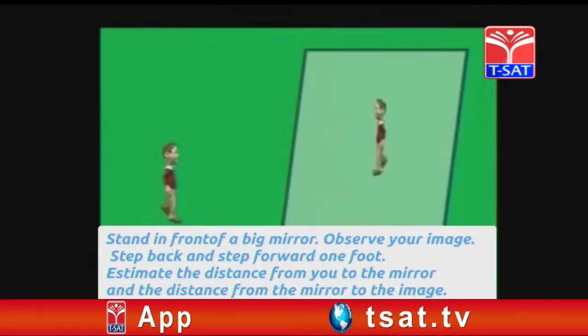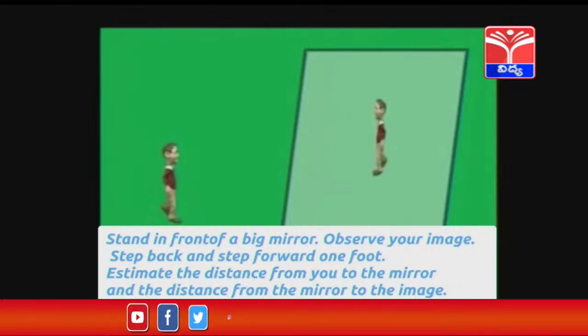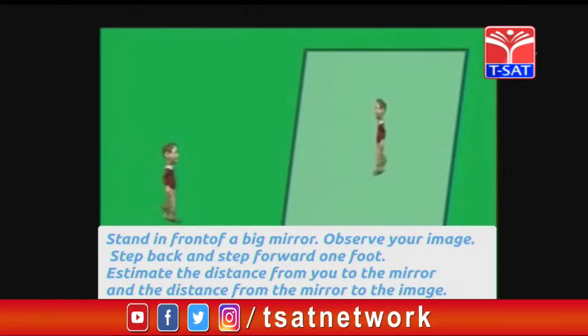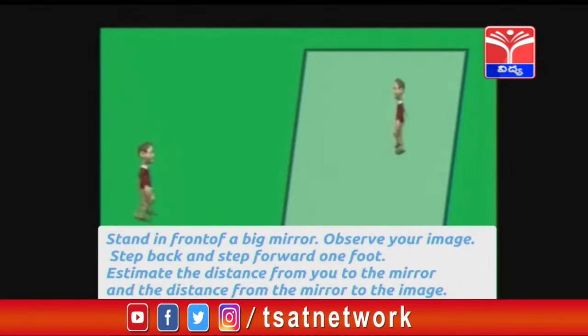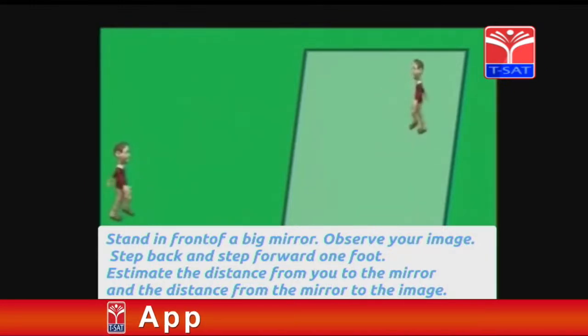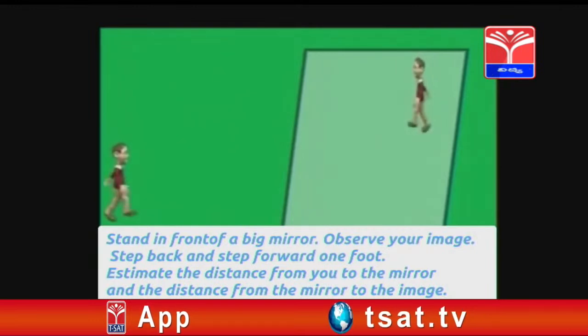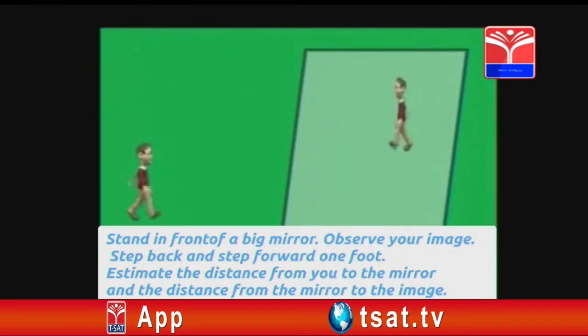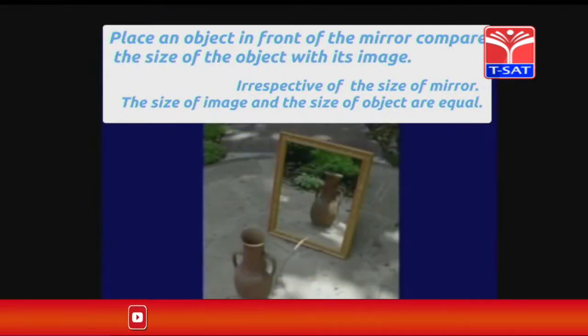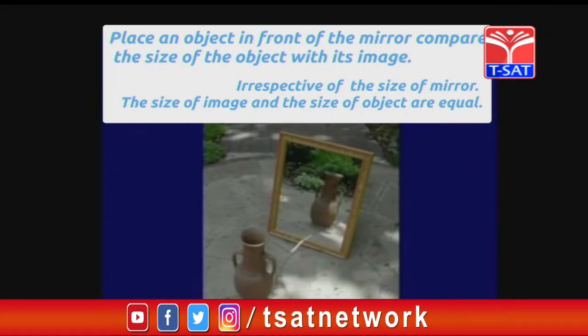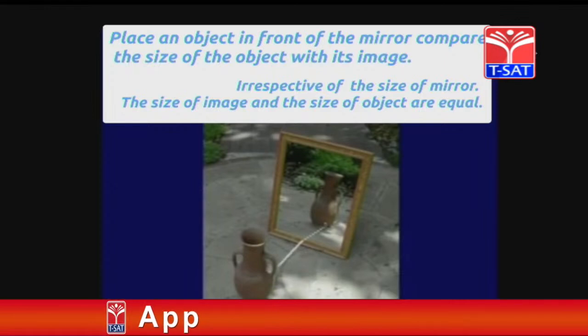Stand in front of a big mirror. Observe your image. Step back and step forward 1 foot. Estimate the distance from you to the mirror and the distance from the mirror to the image. What did you observe? Place an object in front of the mirror. Compare the size of the object with its image. Irrespective of the size of the mirror, the size of the image and the size of the object are equal.